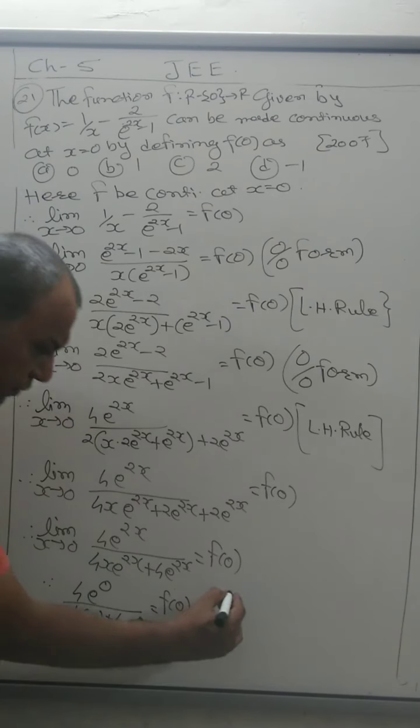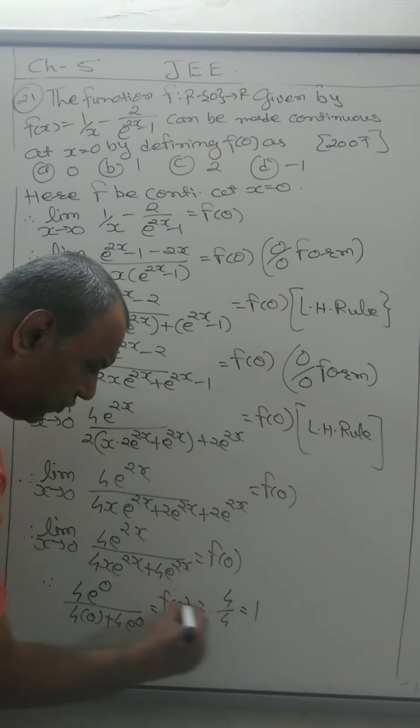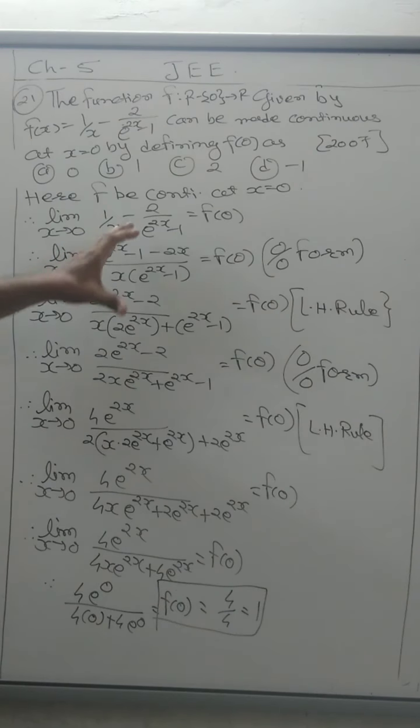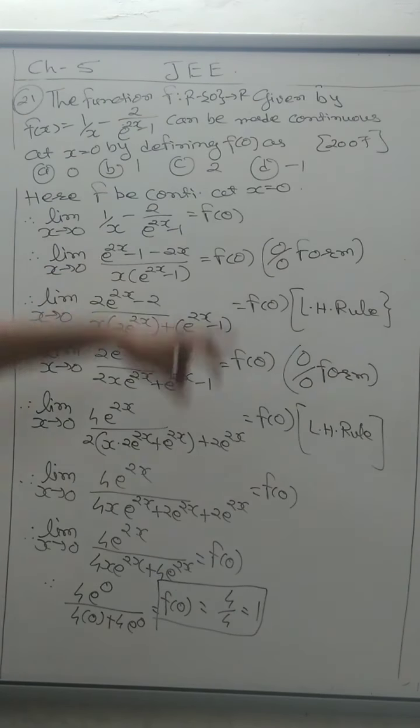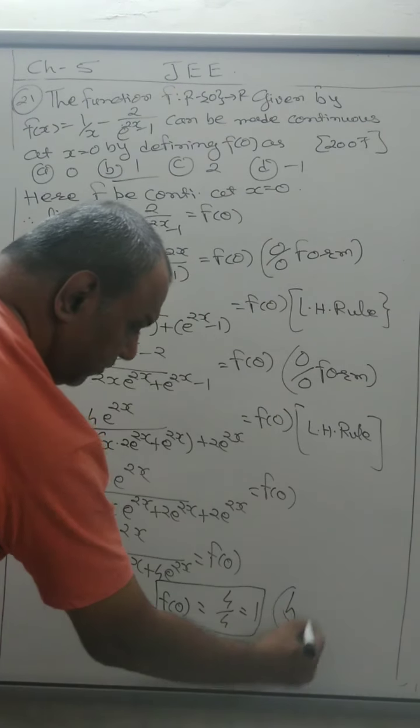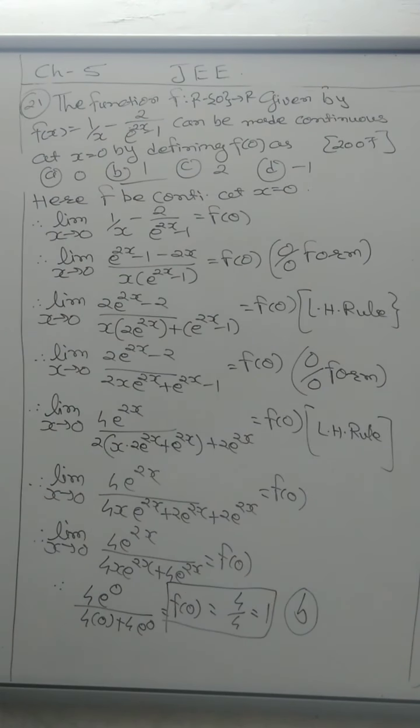So when you simplify, 4 by 4 is there, it is 1. So we can say that for this function to be continuous, f(0) is equal to 1 is the answer. So B is our answer. Okay, now we go for the next one.